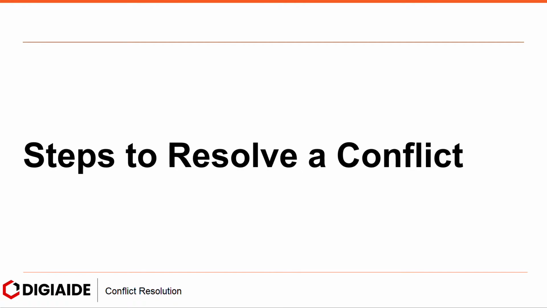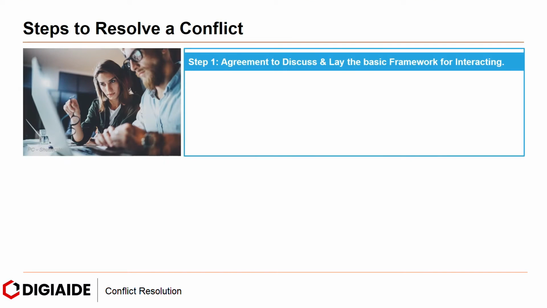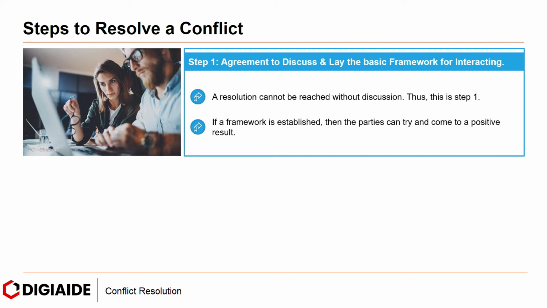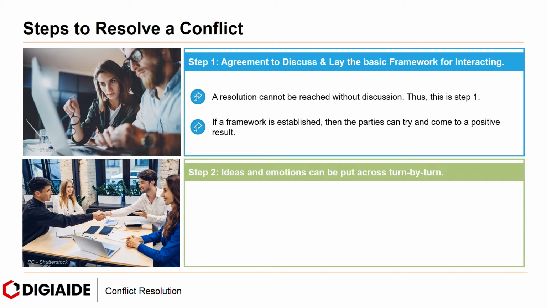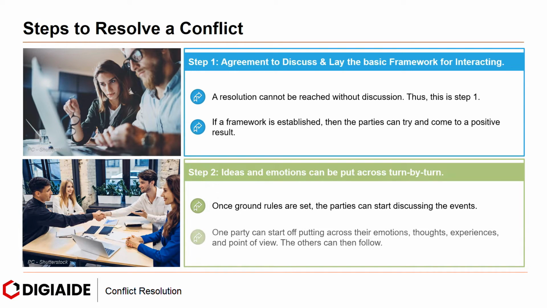Moving on to steps to resolve a conflict. First, agreement to discuss and lay the basic framework for interacting. A resolution cannot be reached without discussion. Thus, this is step 1. If a framework is established, then the parties can try and come to a positive result. Step 2. Ideas and emotions can be put across turn by turn. Once ground rules are set, the parties can start discussing the events. One party can start off putting across their emotions, thoughts, experiences and point of view. The others can then follow.